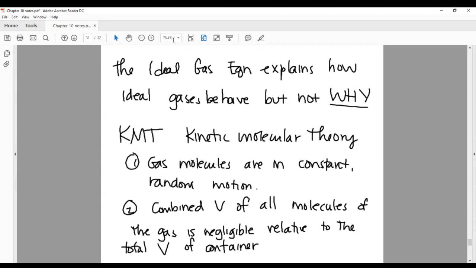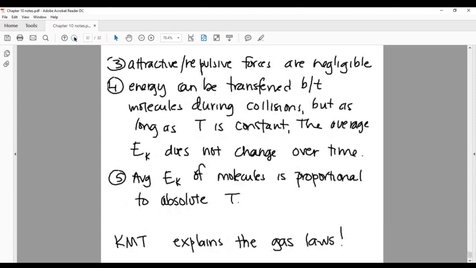The combined volume of all molecules of the gas is negligible relative to the total volume of the container. This is because they expand. So if we collect all of those molecules of the gas and combine that all up, it's going to be tiny. It's going to be minuscule in comparison to the total volume of the container. So we just say, well, it's negligible. Like, it doesn't even matter. And that's why we can say that the volume of a gas is equal to the volume of the container that it's in.